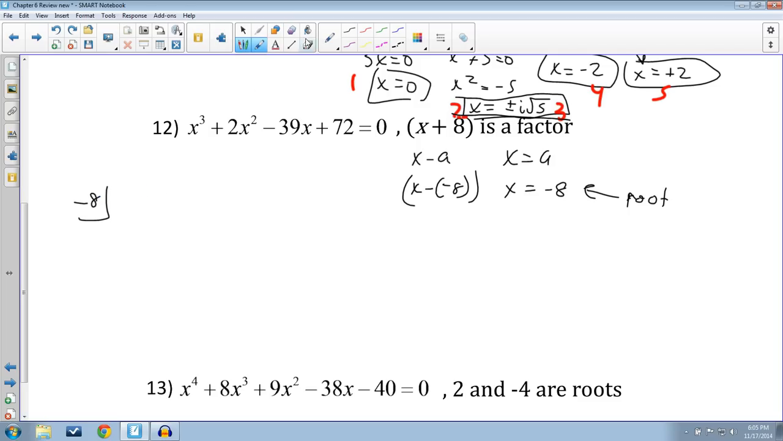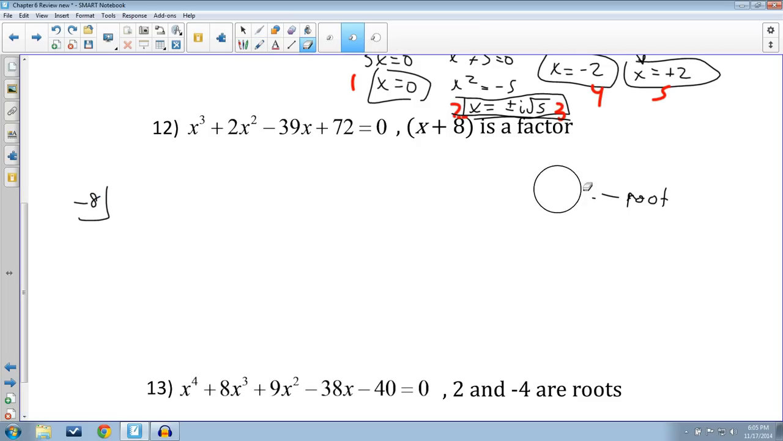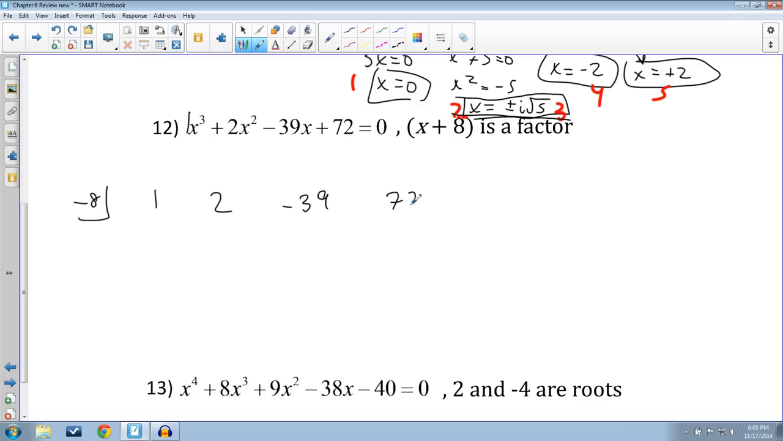Now I'm only going to do the synthetic division part. I'm not going to do the factoring again. You'll get to the same factoring answer. Let's list our coefficients: 1, 2, negative 39, and 72. The one regret I have on this test is that I did not put any zero placeholder questions where you had to make sure you put in a zero somewhere. So I'm sorry about that.